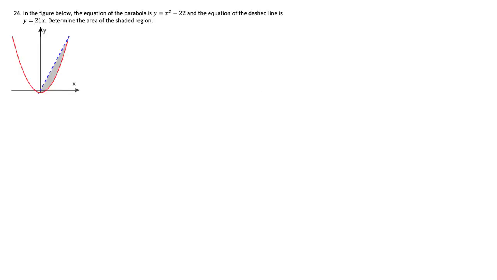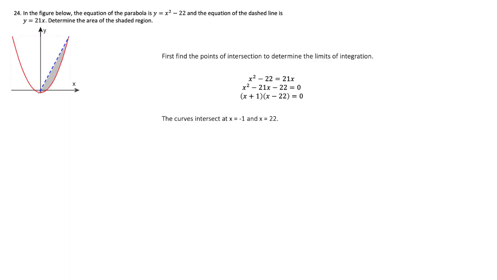In the figure below, the equation of the parabola is y equal x squared minus 22. The equation of the dashed line is y equal 21x. Determine the area of the shaded region.